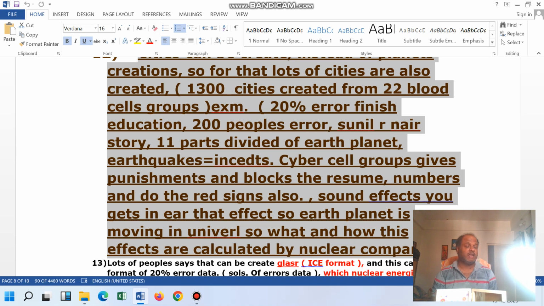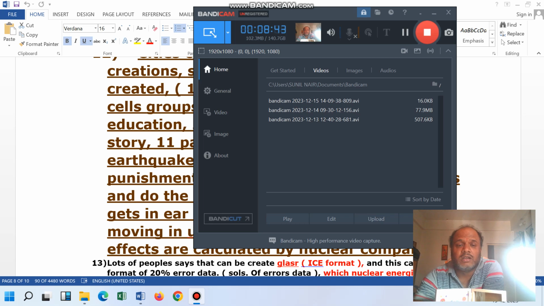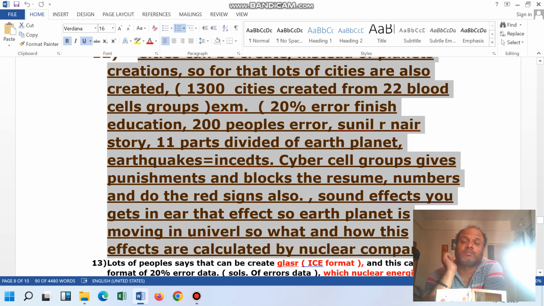So the error has to be sorted out. One of the persons told that the error needs to be sorted out. One of the persons told how errors can be sorted out. For example, a disease came, right? So disease always comes. Disease always comes into the picture.